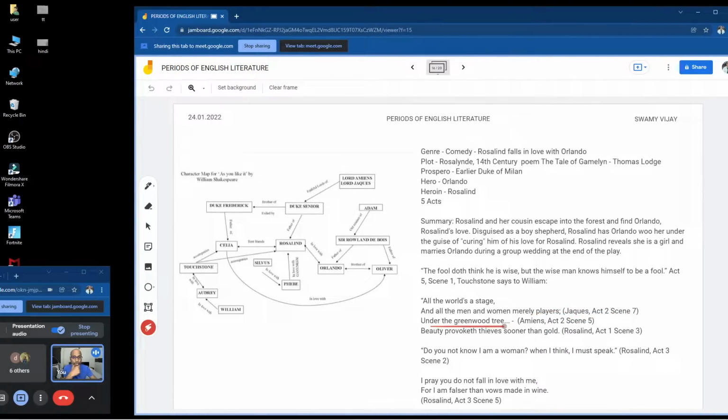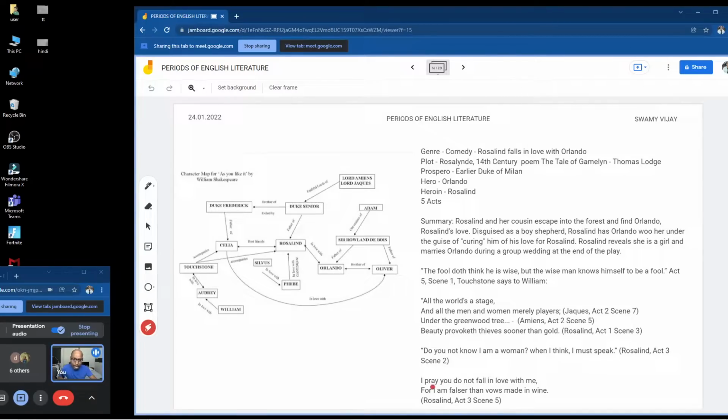Then Under the Greenwood Tree, which is Act 2, Scene 5. Then this is of course Rosalind's, Act 1, Scene 3: Beauty provokes thieves sooner than gold. So beauty attracts thieves more than gold. Do you not know I am a woman? When I think, I must speak, by Rosalind, Act 3, Scene 2. Very, very important.